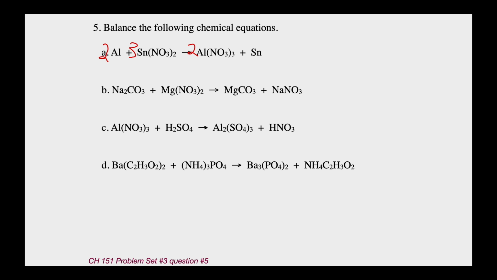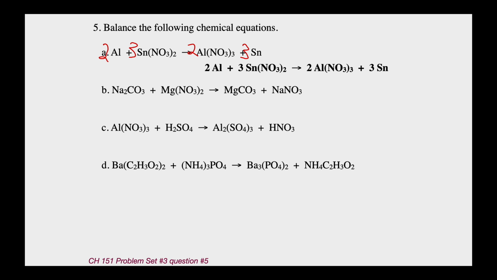3 tins are now on the reactant side, so let's try putting a 3 right there. And if all is said and done, it came out really nicely. Very cool. The next one, we'll do the same kind of thing. On B, this is actually an example of what's called a precipitation reaction, but we'll talk about that later.